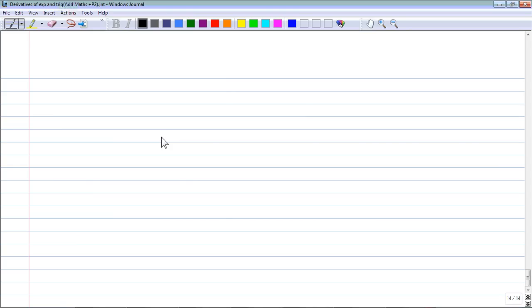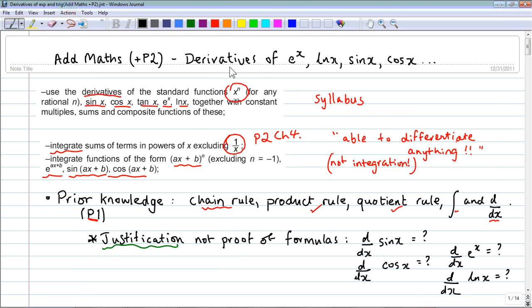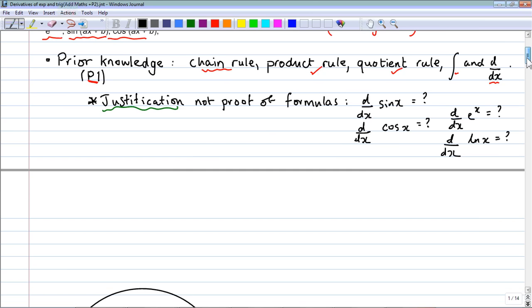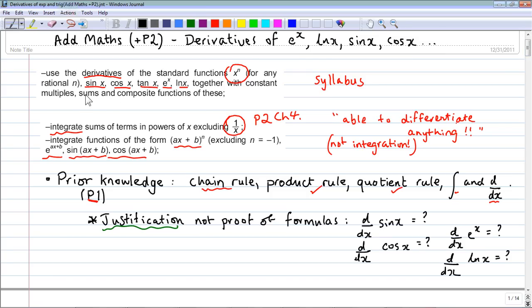Okay, so this is a supplementary part, a second part to the video on exponential and trigonometric function differentiation. So we went through the derivatives of sin x, cos x, tan x, e to the x and log x, as you see up here.